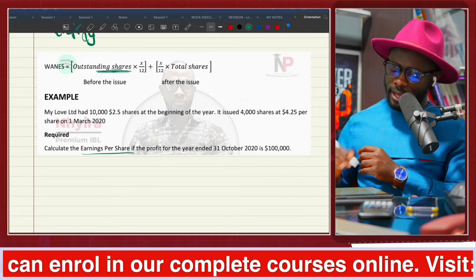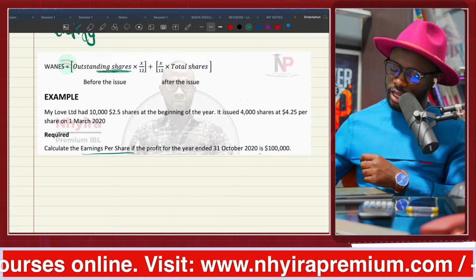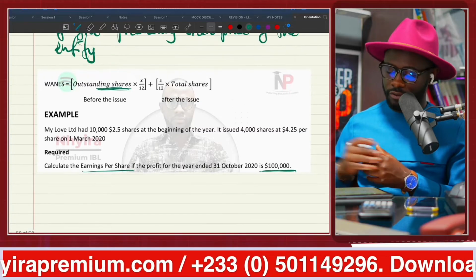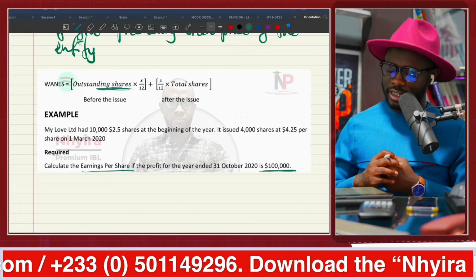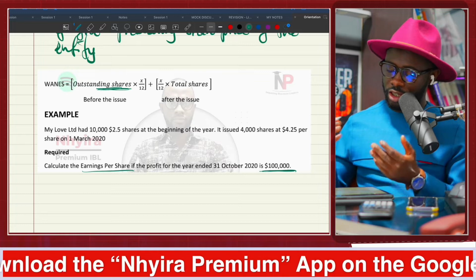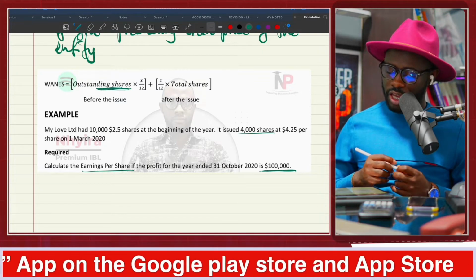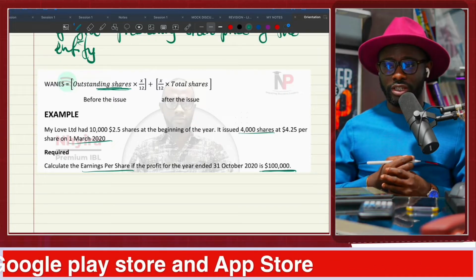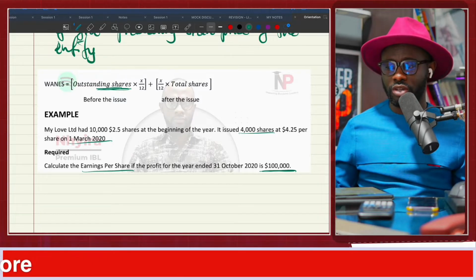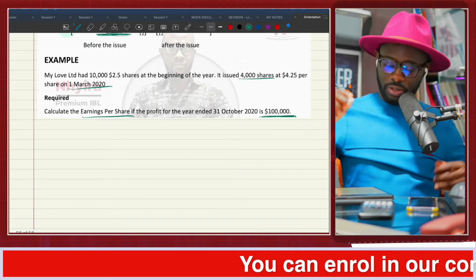Calculate the earnings per share if the profit for the year ended 31st October 2020 is $100,000. So what do we have? My Love Limited had 10,000 $2.5 shares at the beginning of the year. It issued 4,000 shares at $4.25 per share on 1st March 2020. So this is a full market price situation, and so you know what you're supposed to do already, so let's go straight into it.